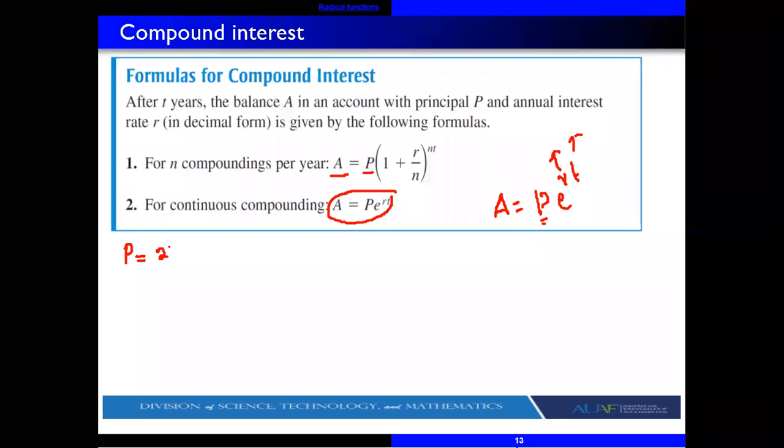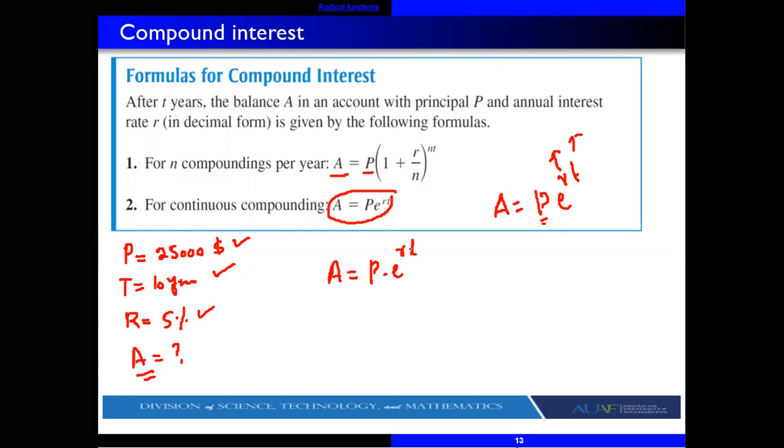Let's suppose you have $25,000 and you want to invest this in one business for 10 years, and from that business, profit per year is actually 5%. So what will be your amount after 10 years? A means amount or your future value. Originally you invested 25,000 for 10 years. In each year you receive 5% profit. So what will be your 25,000 after 10 years? We use this formula: A is equal to P times e power rt.